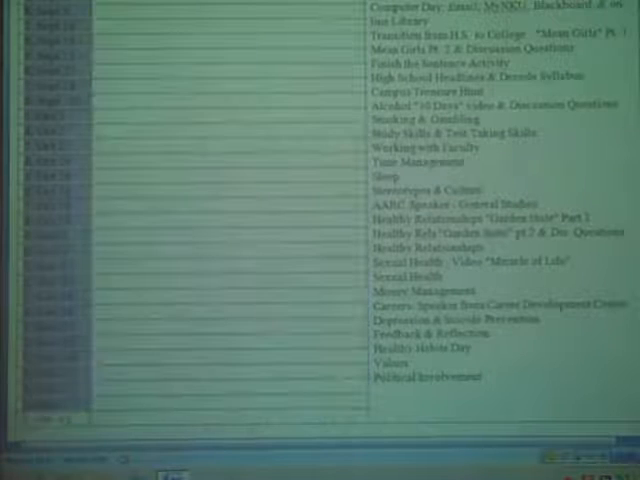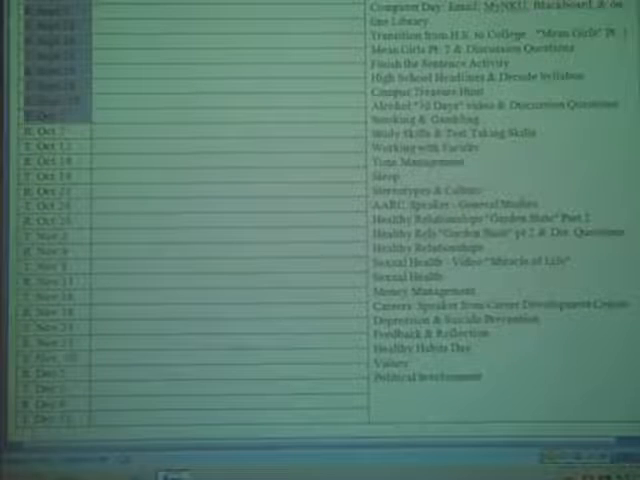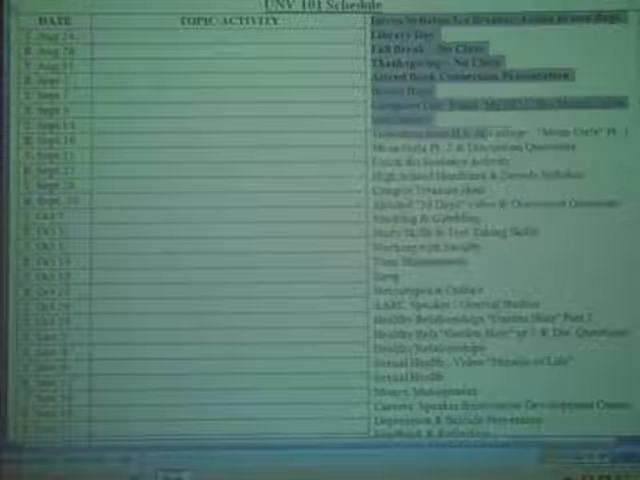What I'd like to do is start with a list of all the dates that the class is going to meet through the semester, and then on this side I have a list of the topics and activities that I want to be sure to include, or at least try to include, during the semester, and then spaces where I can go and fill them in.